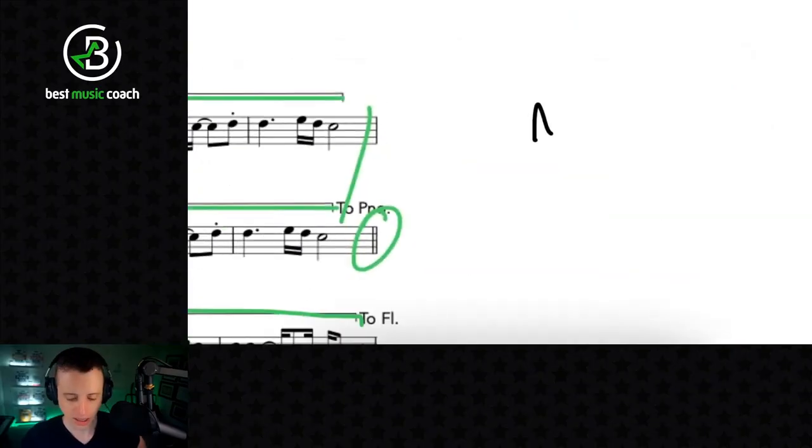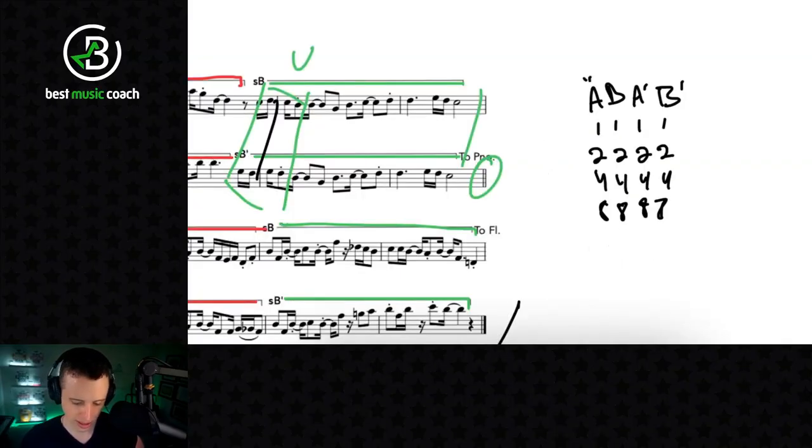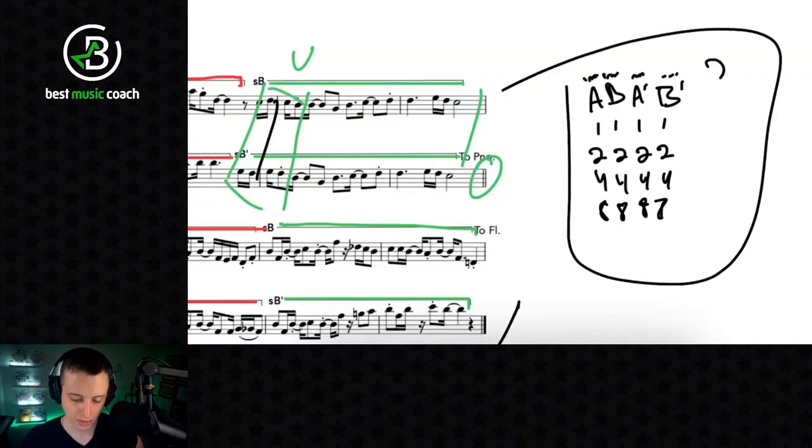All right, so we've gotten A, B, A prime, B prime. Now you can do 1 measure each, 2 measures each, 4 measures each, 8 measures each. And then the question is, what motifs are you putting inside of all of these? How are you changing those motifs? How many ideas do you have? Likely just 2 ideas. You can create all of this out of 2 ideas, or even just 1 idea.